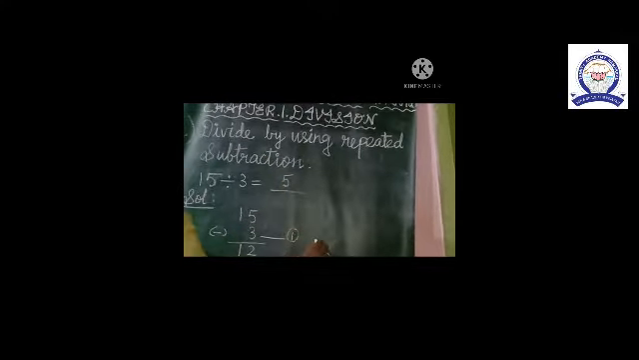How many times do we do this process? 1, 2, 3, 4, 5. 5 times we do this process. So the answer is 5. Therefore 15 divided by 3, we get the answer 5.